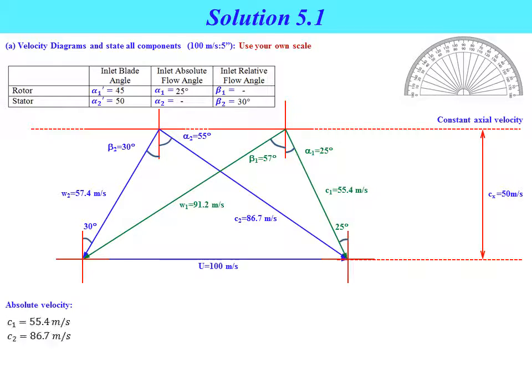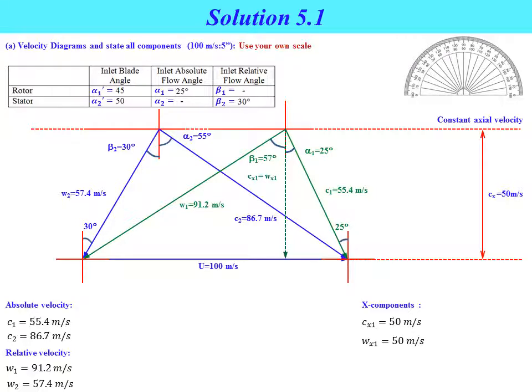Okay, so from the velocity diagram we know that the absolute velocity C1 equal to 55.4 meter per second, C2 86.7 meter per second, and the relative velocity W1 equal to 91.2 meter per second and W2 equal to 57.4. So for the x component, from the question we need to consider the constant axial velocity. So the x component for C1, Cx, and also the x component for W1 is equal. So Cx1 equal to Wx1 equal to 50.